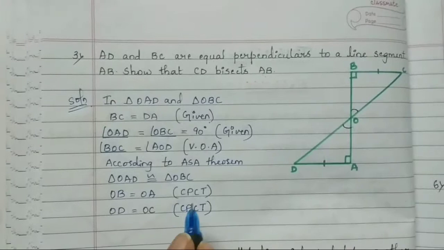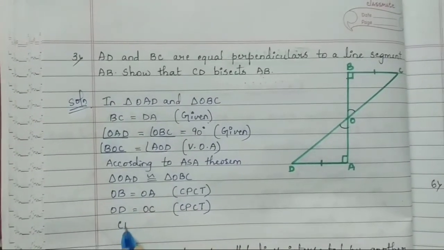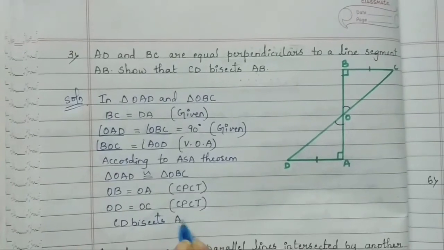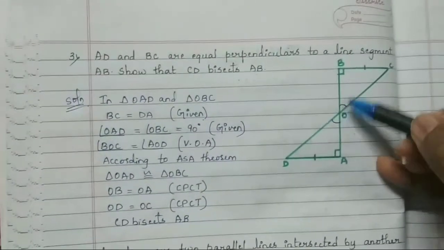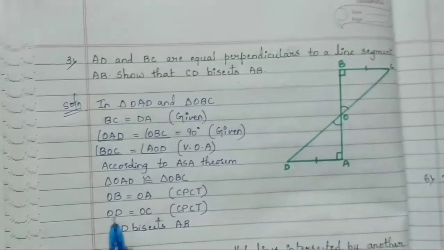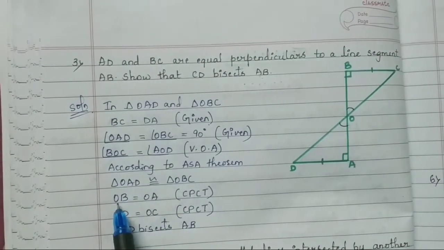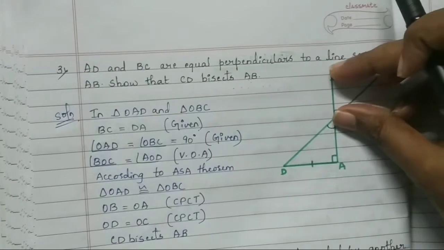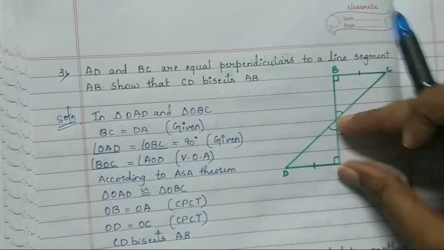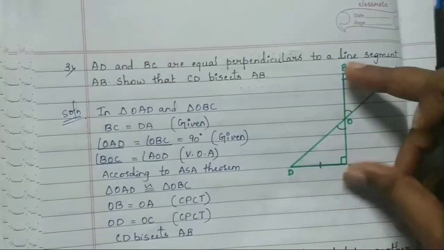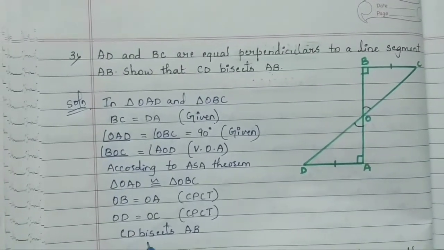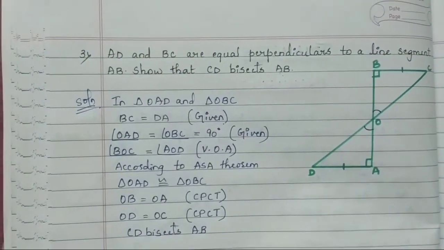So by these two things we can write that CD bisects AB. How can we write that CD is bisecting this AB? Because we know that OB is equal to OA. If this is 2 cm, this is also 2 cm. It means this line is cutting this line into equal halves. So we can say CD is bisecting the line AB.